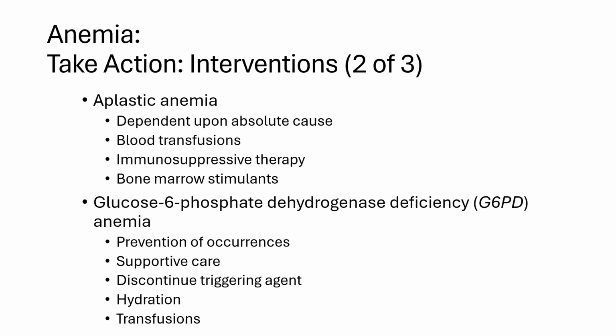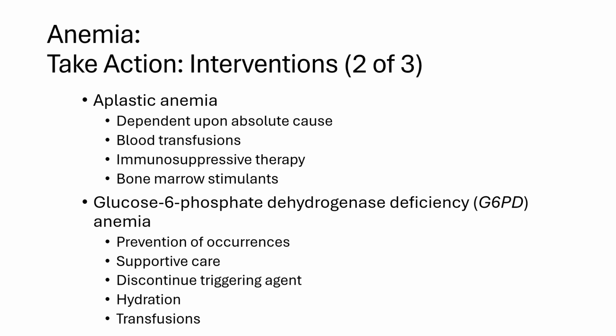Aplastic anemia. It's going to depend on what's causing the anemia. Remember, I mentioned that it related to, for some reason, the bone marrow has stopped producing red blood cells, or there's a destruction of the stem cells in the bone marrow. So depending on what the cause is, they will treat as such. Some other interventions: if this is drug induced, because sometimes medications, especially cancer medications, can induce the bone marrow to stop producing red blood cells.